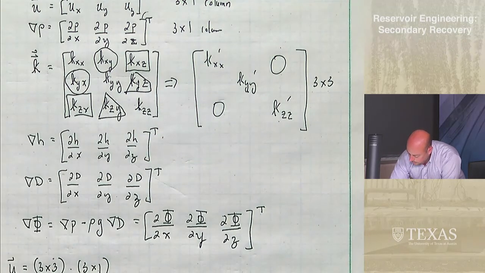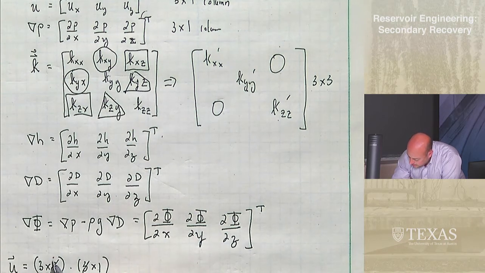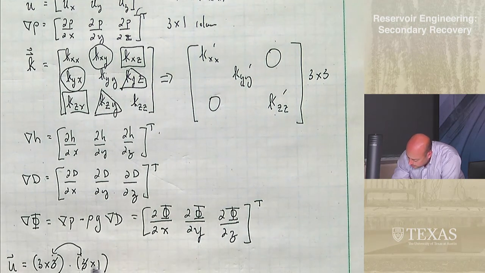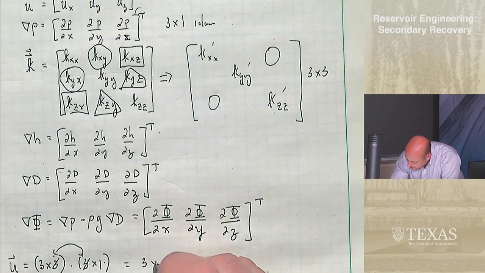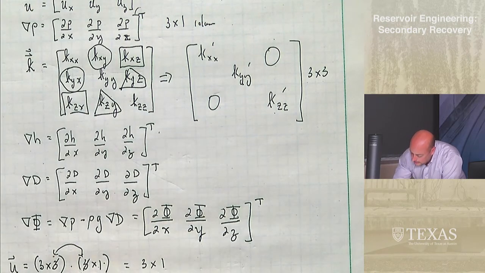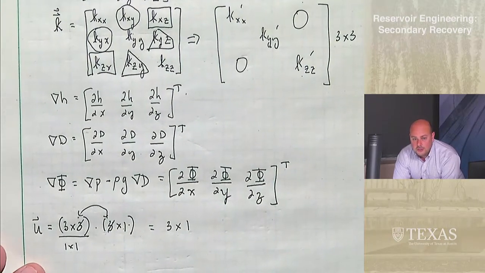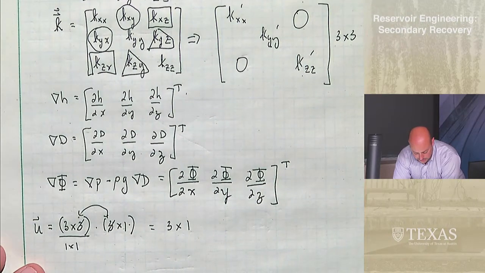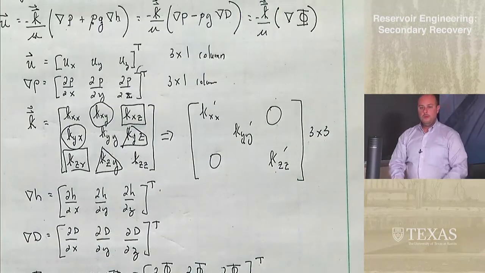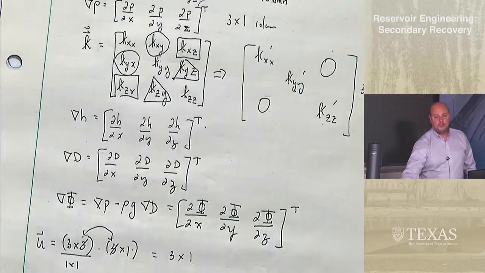And if you remember from your vector matrix multiplication, you make sure that these two are equal and they cancel, and then you're left with what's on the outside, which is a 3x1 vector. And that's exactly what velocity was. It was a 3x1 vector, had an x, y, and z component. So that all makes sense. That is a review of Darcy's law.